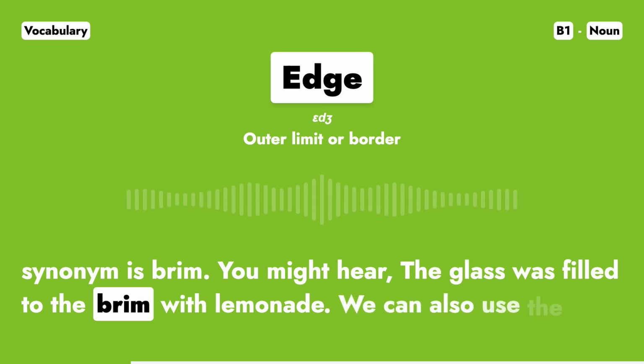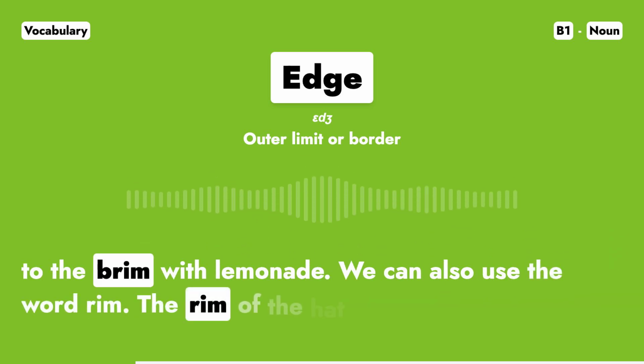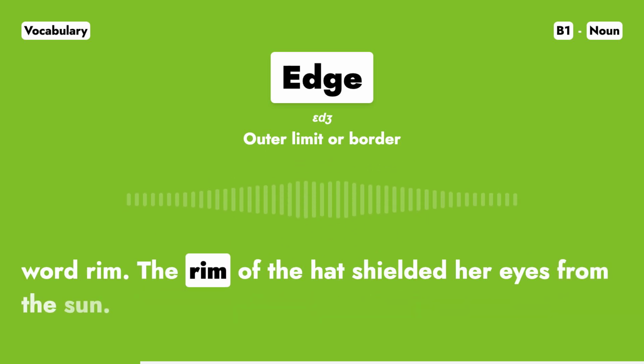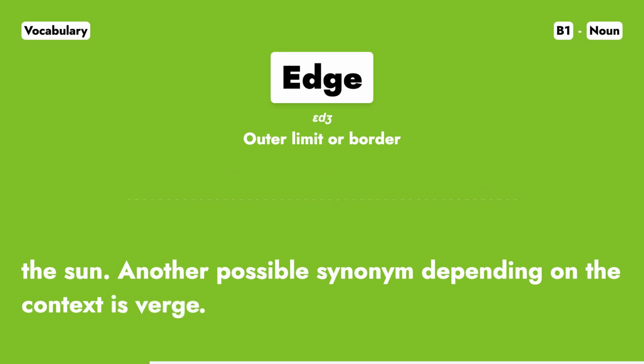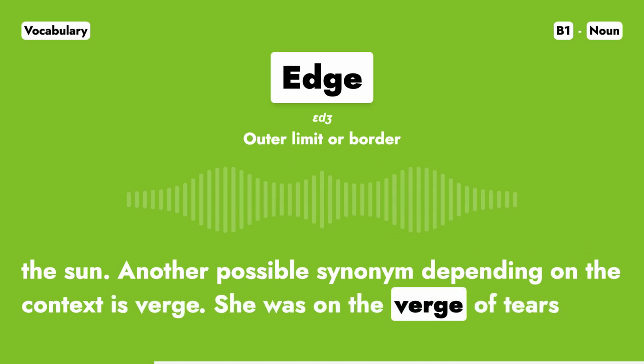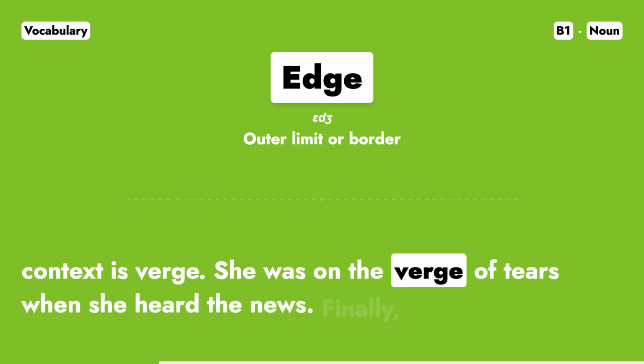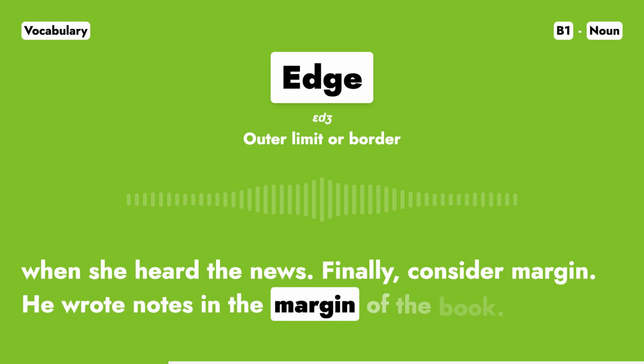We can also use the word rim. The rim of the hat shielded her eyes from the sun. Another possible synonym, depending on the context, is verge. She was on the verge of tears when she heard the news. Finally, consider margin. He wrote notes in the margin of the book.